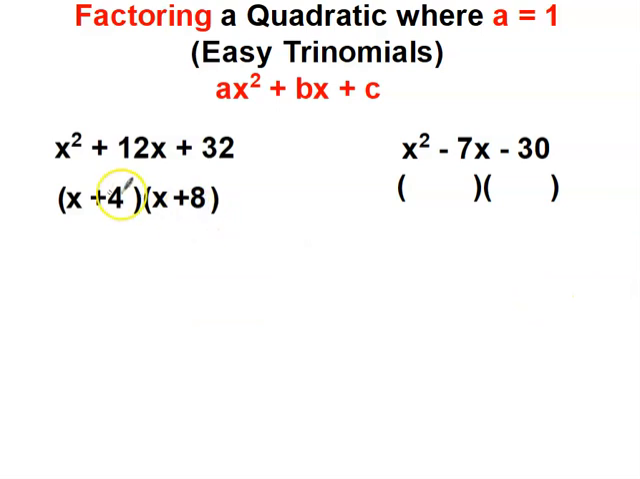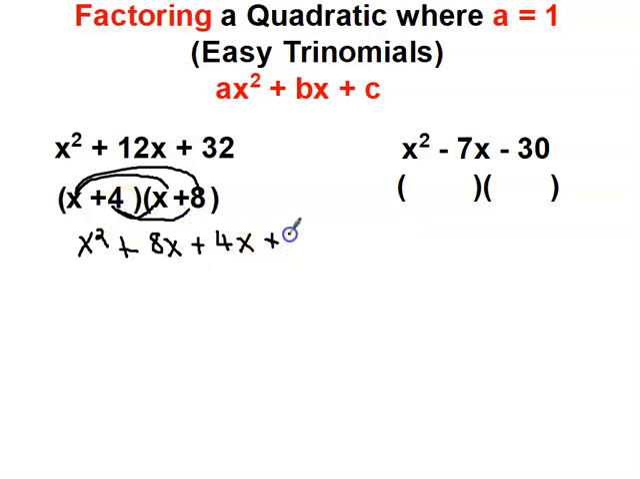Now, if we want to check this, we would think about FOILing. X times x is x squared. X times 8 is 8x. 4 times x is 4x. And then 4 times 8 is 32. Middle terms would give you the 12x. X squared plus 12x plus 32.